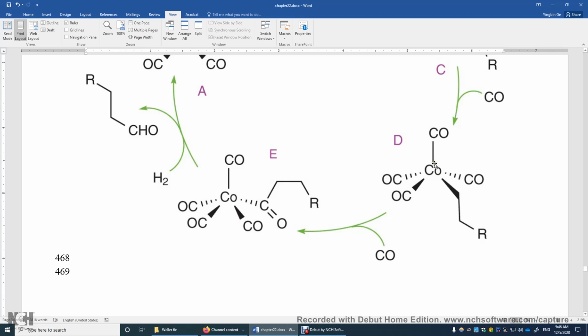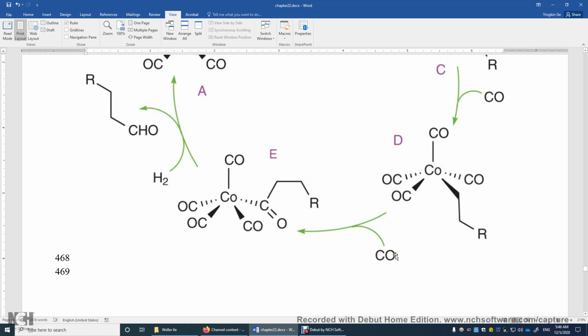And again, this cobalt has an oxidation number of +1. You have -1 here, +1, -1. This complex is still neutral. And this cobalt is surrounded by 18 valence electrons. 2, 2, 2, 2, 2. And this cobalt has 8 d electrons because this is cobalt 1.